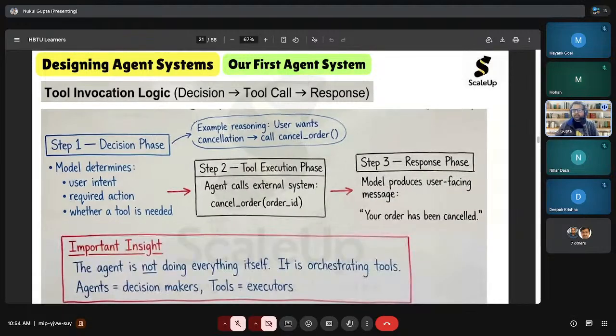So the important insight we should consider: the agent is not doing everything itself. It is orchestrating tools. Agents are the decision makers and tools are the executors. Very important: the model is the brain. The model is not doing everything, it is just making the plan. Like the brain, it makes the plan, but actions are performed by our hands.